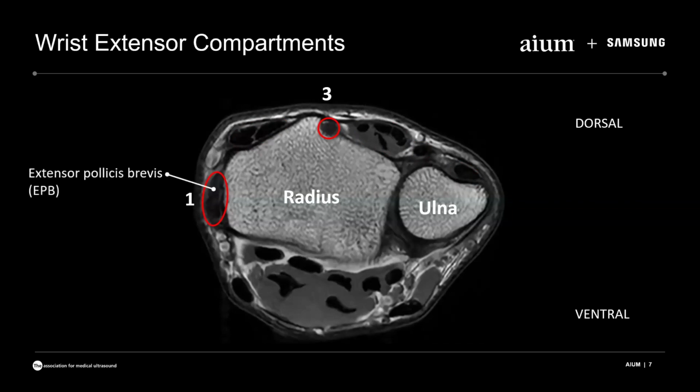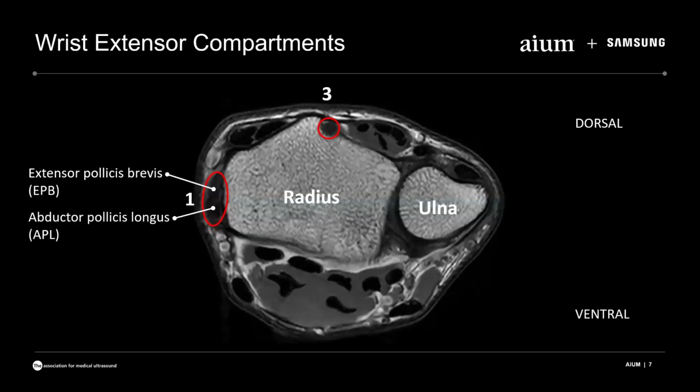So compartment 1 has two tendons. It has the extensor pollicis brevis and the abductor pollicis longus. And one key to remember here is that the abductor pollicis longus is abbreviated APL. So I kind of think of this as an apple hanging off of a tree branch. That's how I remember that this is the most ventral tendon.